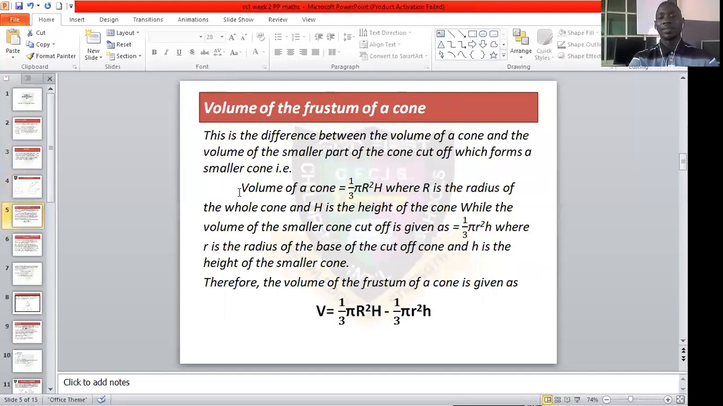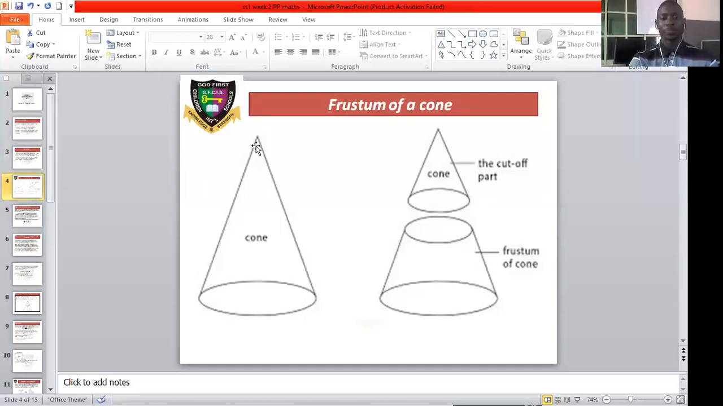So let us look at the volume of the frustum of a cone. We all remember from the last class that the volume of a cone is given as 1/3 pi r squared h. In order to calculate the volume of the frustum of a cone, let us analyze it with the diagram. This is a whole cone, and the volume is 1/3 pi r squared h. Now, if you cut the cone into pieces, you have a smaller cone and a frustum. The volume of this smaller cone is also 1/3 pi r squared h.